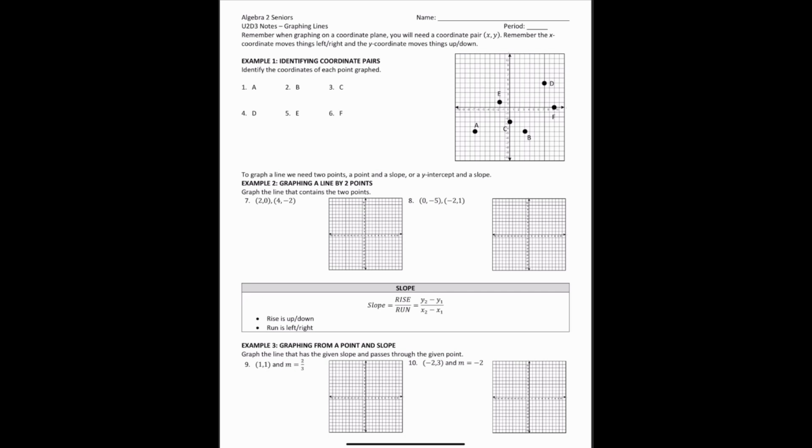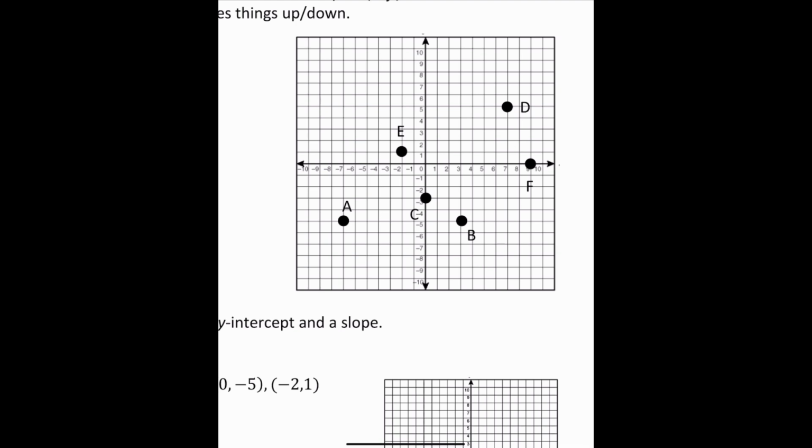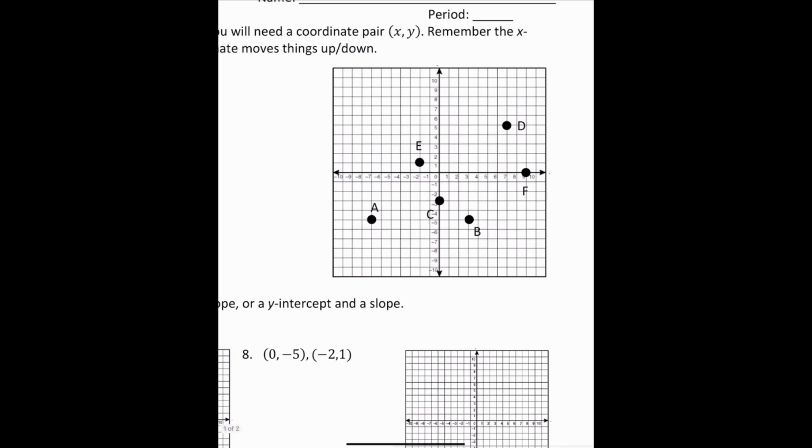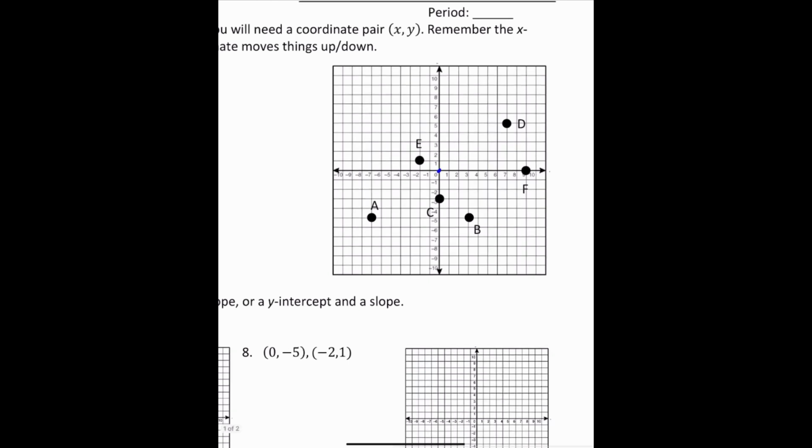So we need to start from the origin, and then we are going to count left or right first, and then up or down right after. I'm going to look at number 1. It's telling me to find A or point A. So first off, I need to start at the origin. That's 0, 0. And then I'm going to start counting. So I'm going to go to the left. 1, 2, 3, 4, 5, 6, 7. So that's -7. And then I'm going to go down. So that's 1, 2, 3, 4, 5. That's -5. So this point is -7, comma, -5.